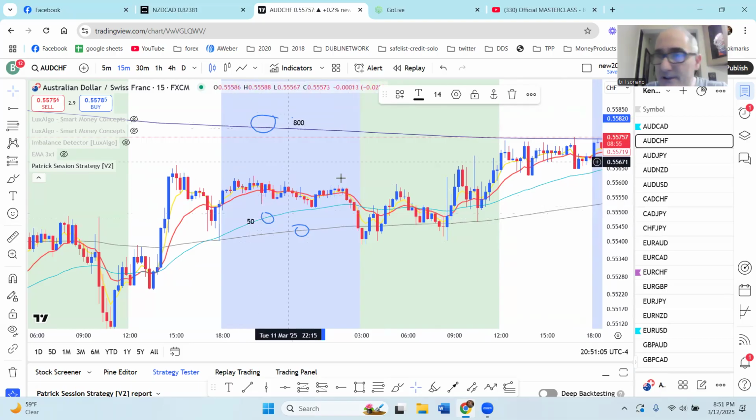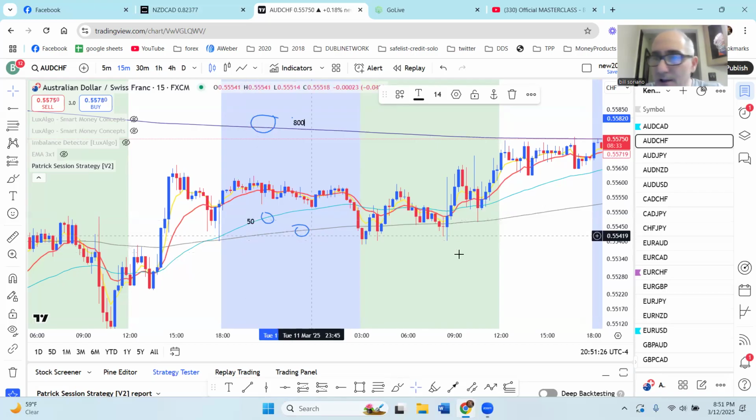So you see right here in Odd Chef right now, it is not trending because the 50 is in between the 200 and the 800. So the indicator uses these moving averages to determine the trend. And it looks for the trend during the Asian session. And then what it wants price to do during that Asian session is to move counter trend.